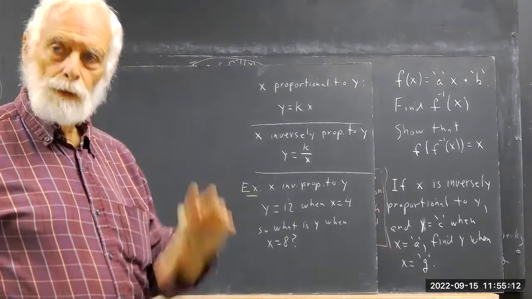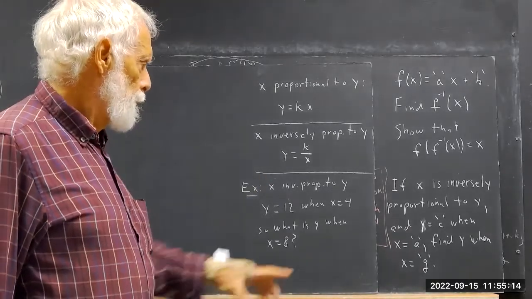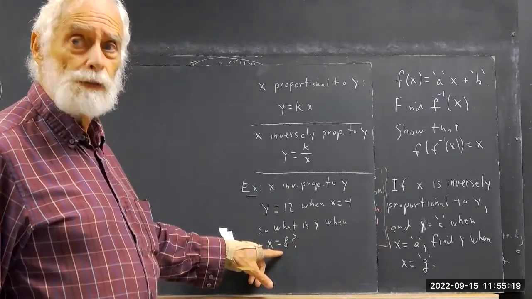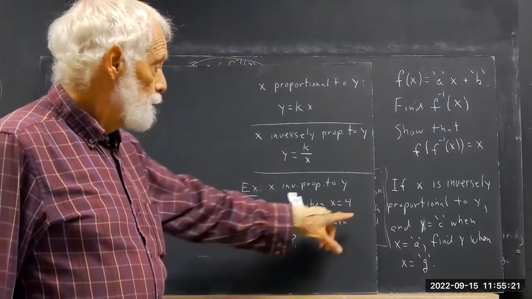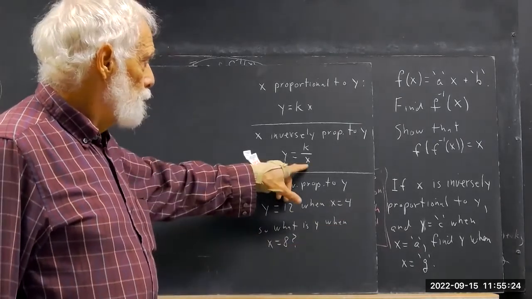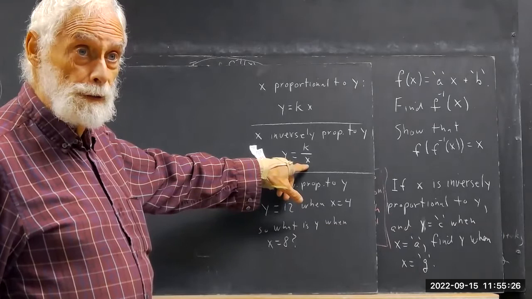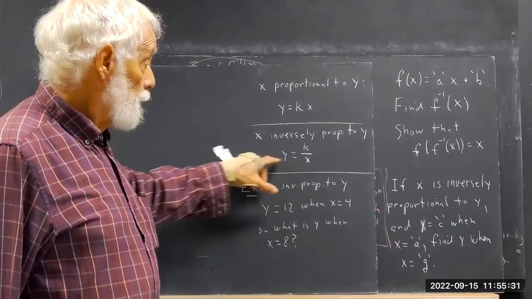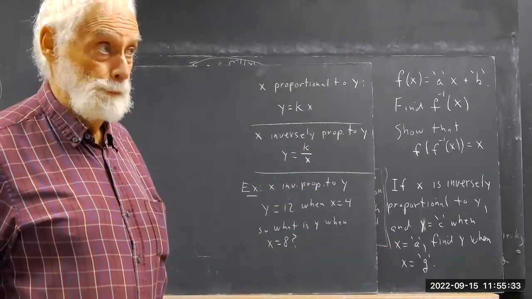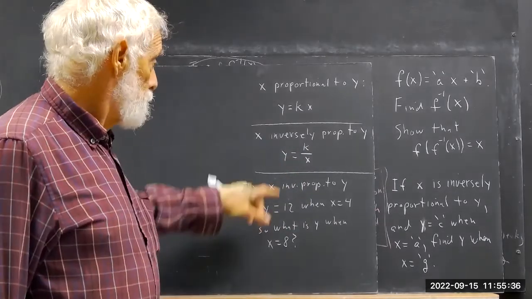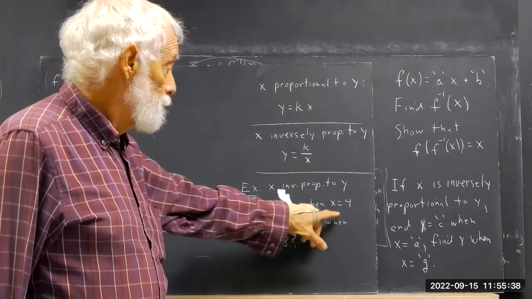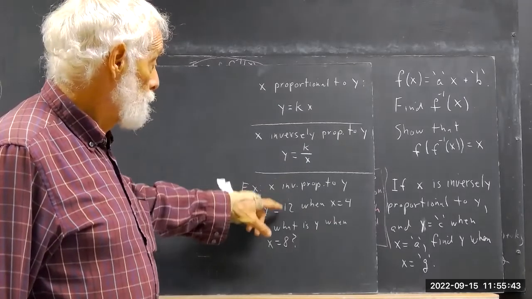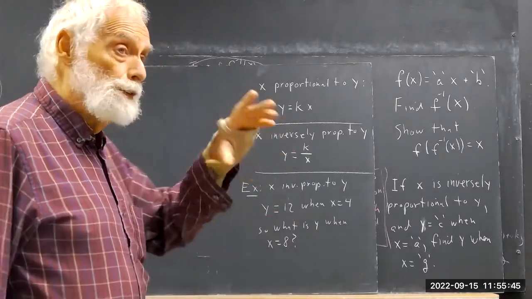Well, on an intuitive level, if x changes from 4 to 8, then what have you done to x? You've doubled it, right? So this says if you double x, if you make x twice as big, then your denominator is going to be twice as big, which means that the number you get is going to be half as big. So doubling x from 4 to 8 is going to make y cut in half, from 12 down to 6. Now that's the intuitive idea.